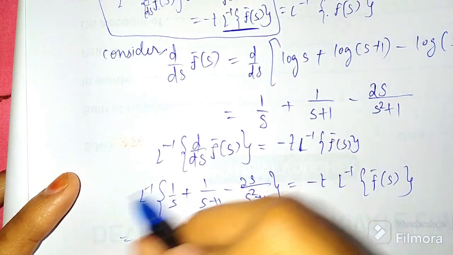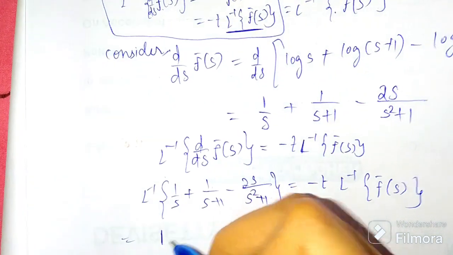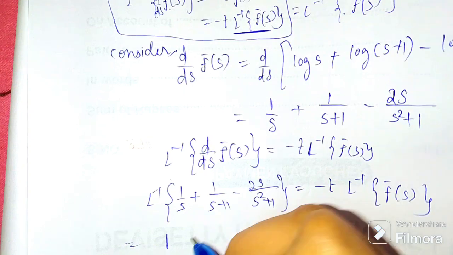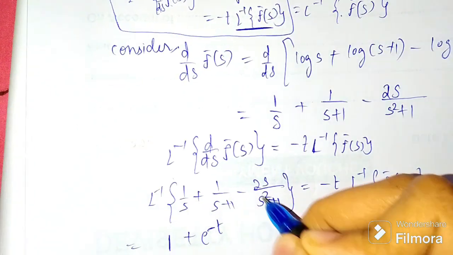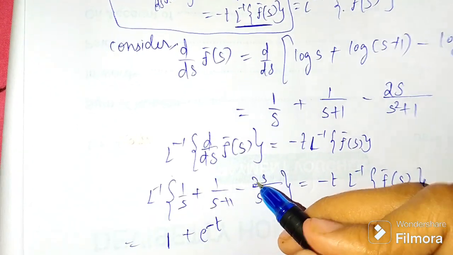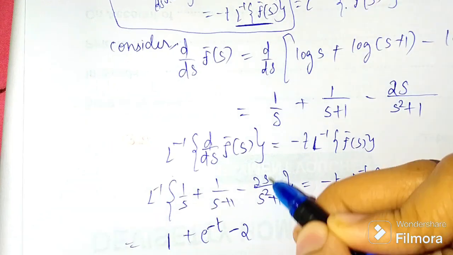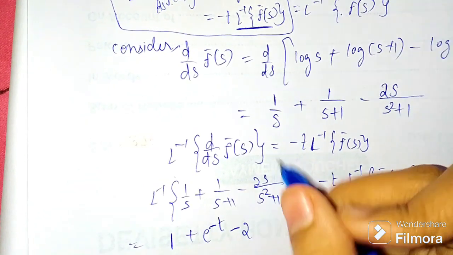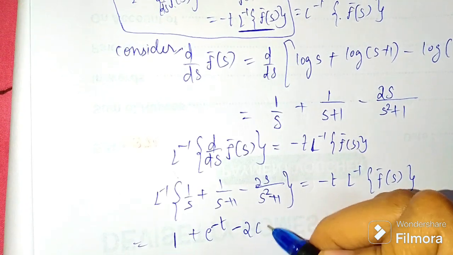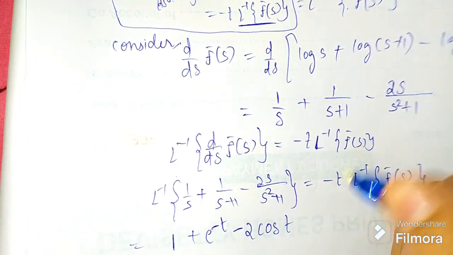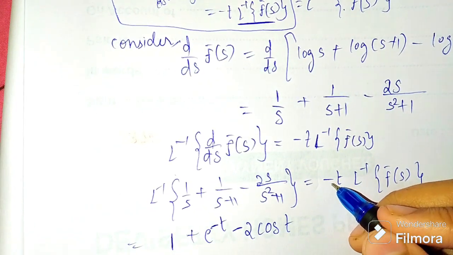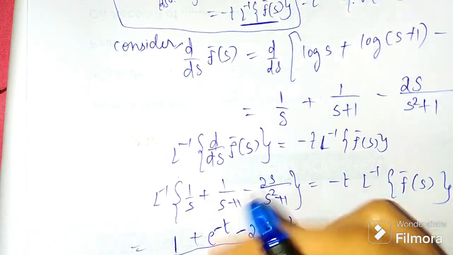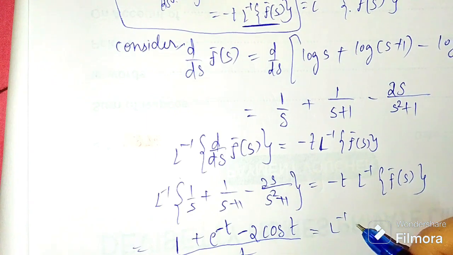So this will be Laplace inverse of 1 by s is 1. By linearity property, Laplace inverse of 1 by s plus 1 is e power minus t. And for this, I'm putting 2 outside. S by s square plus 1 square, that means it is cos t. So I'm bringing this minus t this side. So this is the answer.